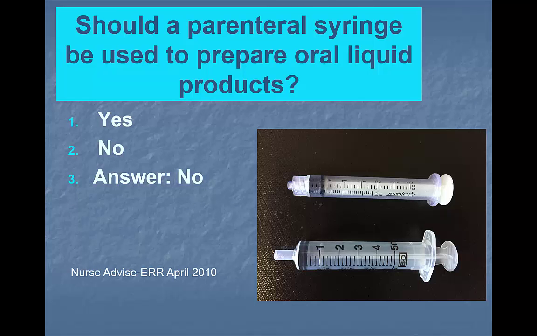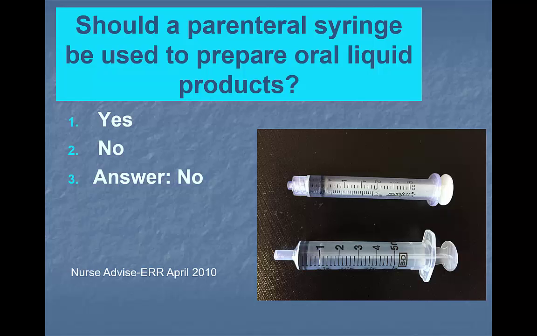So take a look at this picture. On top, we have a parenteral syringe. It's got the luer lock. It screws on. You can put it in the hub of the IV and push it in and screw it on and deliver your IV med. The bottom one is for oral. It doesn't have a luer lock. You cannot put this in an IV hub.